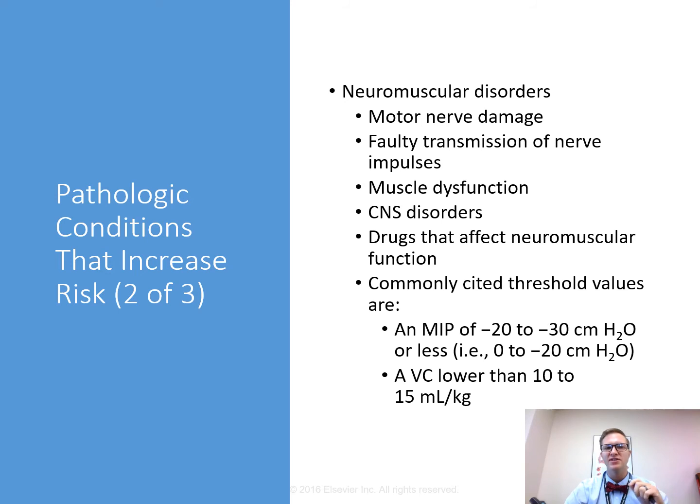We can also see muscle dysfunction, CNS disorders, and drugs that affect neuromuscular function, like we talked about with narcotics. So when we're looking at these, the onset of respiratory failure can vary considerably depending on the cause of the neuromuscular dysfunction. If it's drug-induced neuromuscular failure, usually it has a rapid onset. Whereas the onset of respiratory failure in a disease like myasthenia gravis may not occur for days, years, or it might not even happen at all, right? So it depends on the situation.